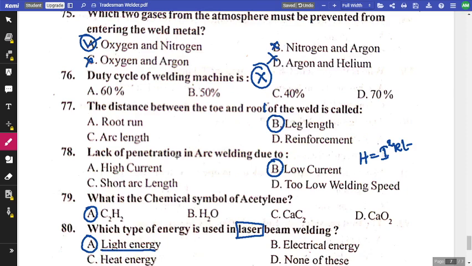So these were the 80 questions from the 2014 Welder Tradesman examination. Some questions are very simple and easy to answer, but some of them may be tricky, and those are our rank-making questions. So concentrate on those questions, and you can score marks in the coming examination.